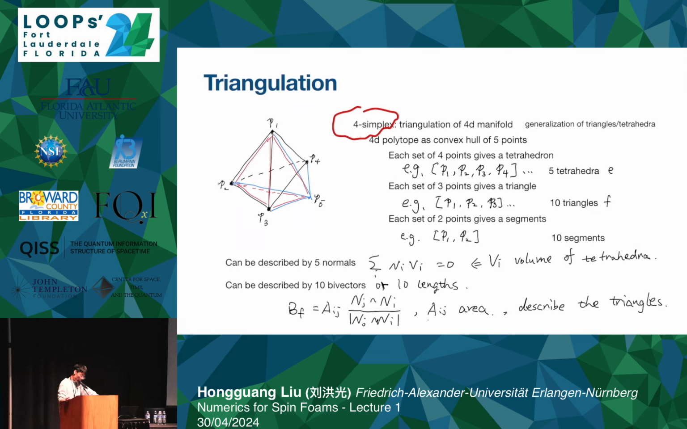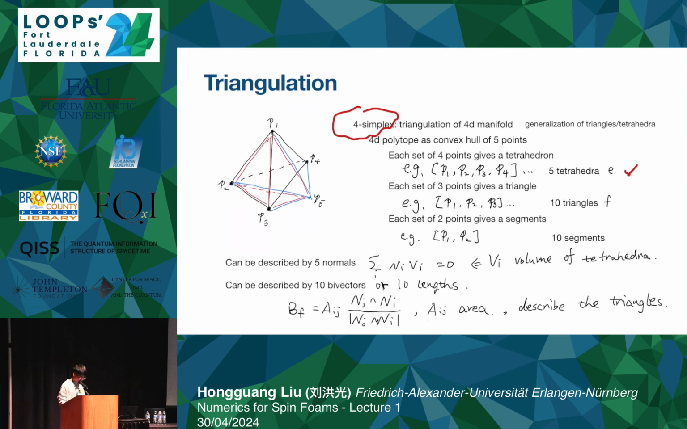We know a triangle is the convex hull of 3 points. A tetrahedron is the convex hull of 4 points. And a 4-simplex is a 4D polytope, the convex hull of 5 points. So 5 points give you the 4-simplex, and each 4 points will give you a tetrahedron. In total, we have 5 tetrahedra, which we call E. I'll tell you later why we call it E.